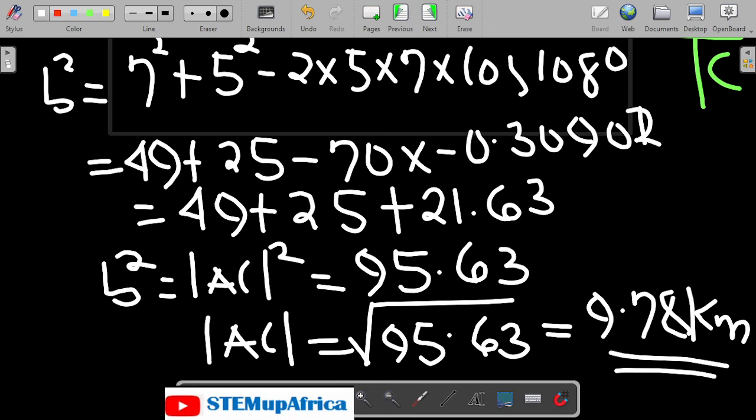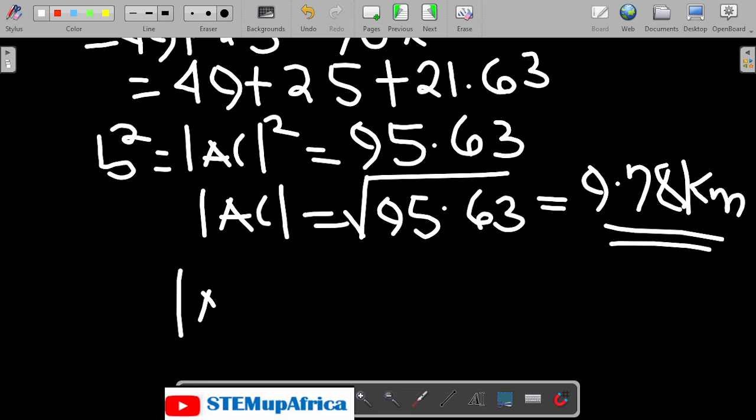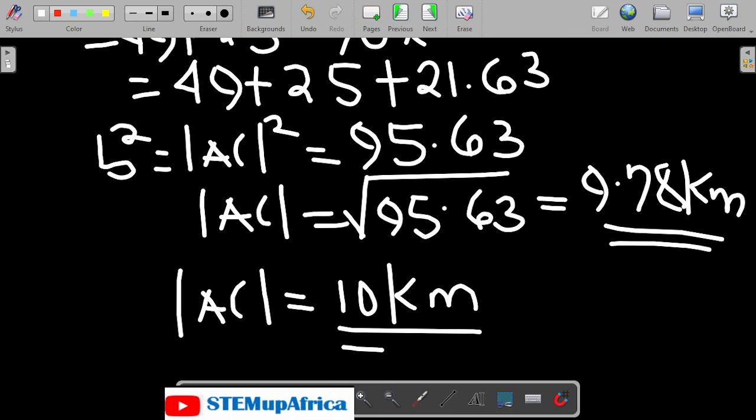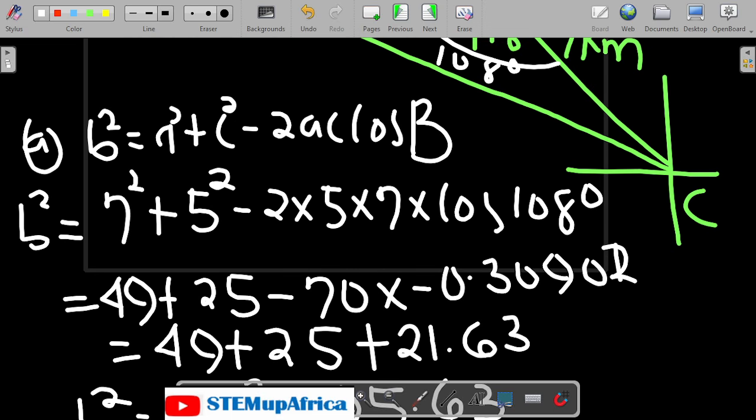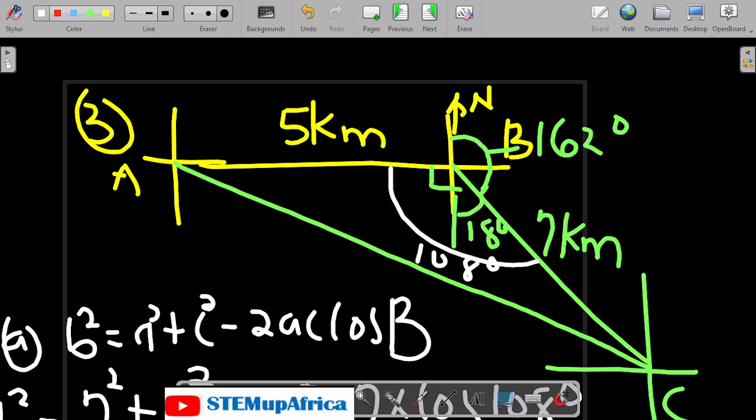Then part two, calculate the bearing of C from A. It's to the nearest kilometer. That means to the nearest kilometer, my AC will give us 10 kilometers. Then the bearing of C from A. Let's go back to the diagram. C from A means from the north, move from here to here. So what is this angle now? Let's call it theta. So here is 10 kilometers.